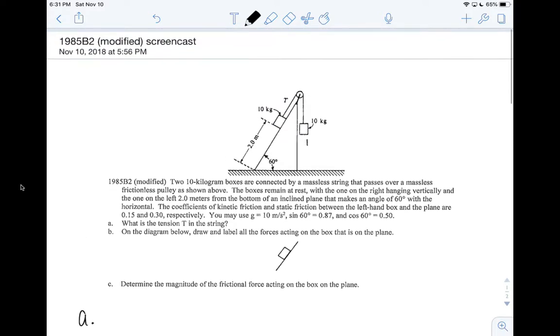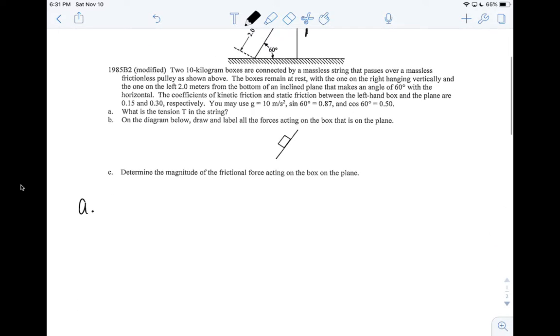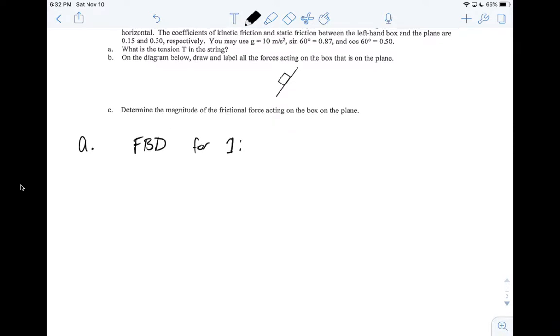First thing I'm going to do is pick a direction. So let's make up the ramp positive, and down the ramp positive for the other block. We're going to call these blocks block 1 and block 2. So we'll start with the free body diagram for block 1. Forces acting on block 1, we have mg straight down, and we'll have tension in the other direction.